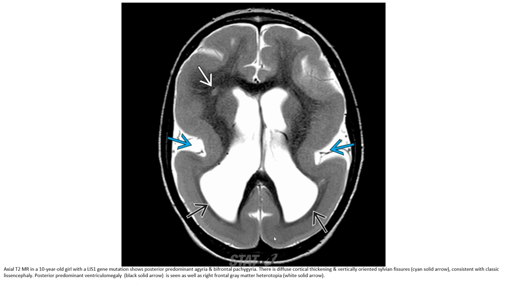Posterior predominant ventriculomegaly is seen as well as right frontal primary heterotopia.